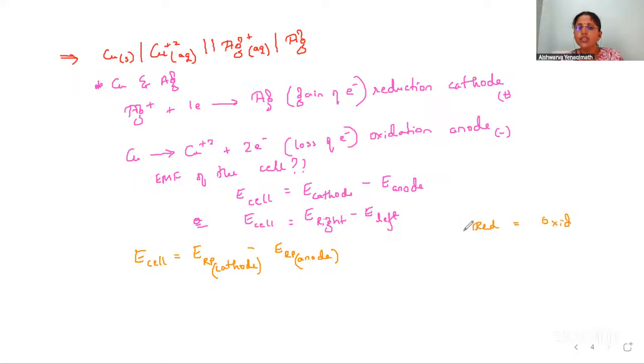If reduction is having positive sign, oxidation will have negative sign. If reduction is having negative sign, oxidation will have positive sign. That's it. Understanding? So the difference is only of sign.